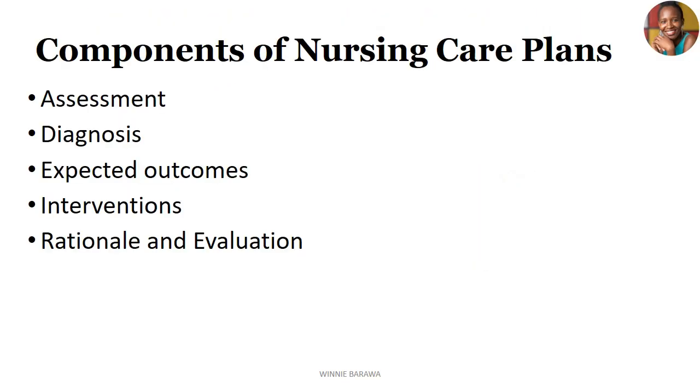So these are the basic components: the assessment, diagnosis, expected outcomes, interventions, and lastly, the rationale and evaluation. These are the backbone of what makes a nursing care plan. But we'll go step by step so that we understand what composes all these components, so that if you'll be going on to generate a nursing care plan, you'll have a clear picture of what you are expecting to do in all of it.